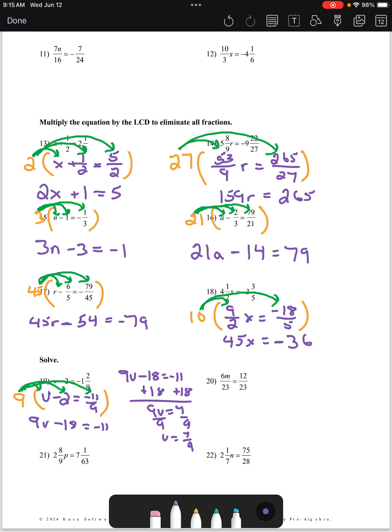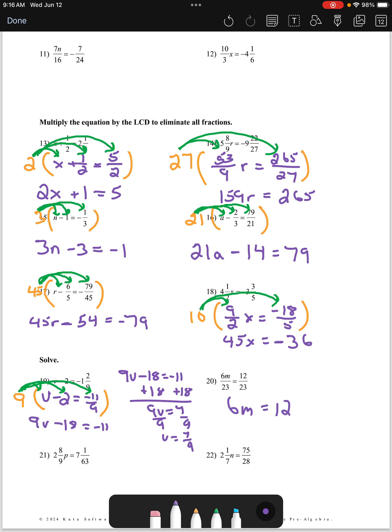In number 20, notice something. Denominators are identical. If 2 fractions have the same denominator and they're equal to one another, then they must also have the same numerator. The numerators must be equal to each other. We don't need any of our tricks, although we can use them.